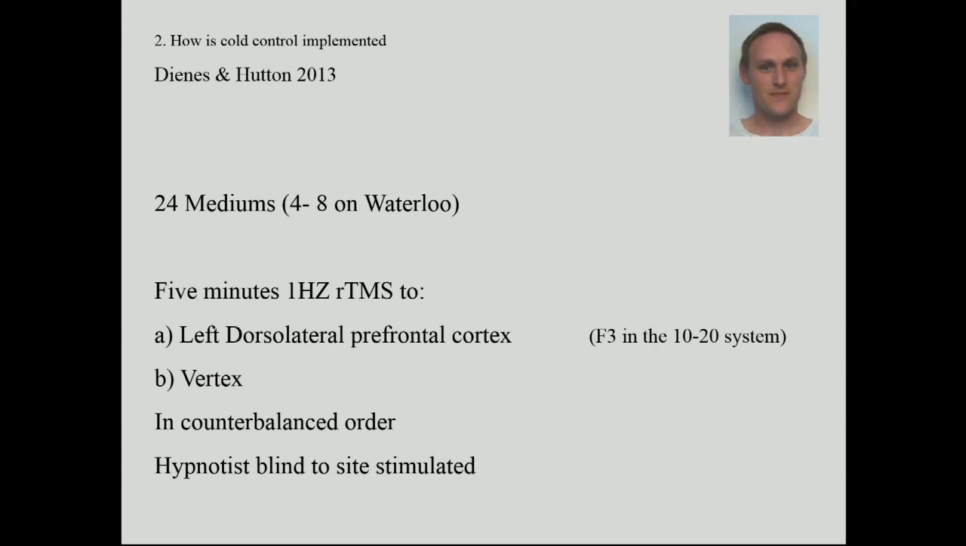And the TMS could be applied to an area of the vertex, which is right at the top here, which as far as we can tell has got nothing to do with anything relevant to the experiment, or it was applied to frontal regions. Sam Hutton here applied the TMS. Then he left the room, the hypnotist came in, and didn't know, was blind to, which region had just been zapped. So the way the hypnotic suggestions were given, or the ratings were taken, or how the hypnotist behaved, shouldn't be affected by knowledge of what should happen.